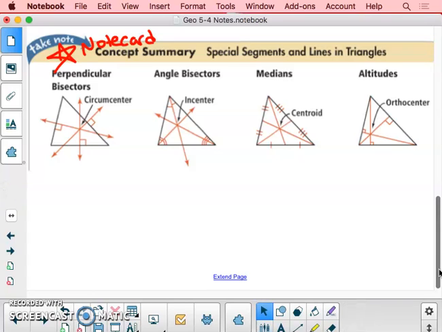If you draw in all the perpendicular bisectors of a triangle, you get the circumcenter. If you draw in all the angle bisectors, you get the incenter. If you draw in all the medians, you get the centroid. And then today's topic, if you draw in all the altitudes, you get something called the orthocenter.